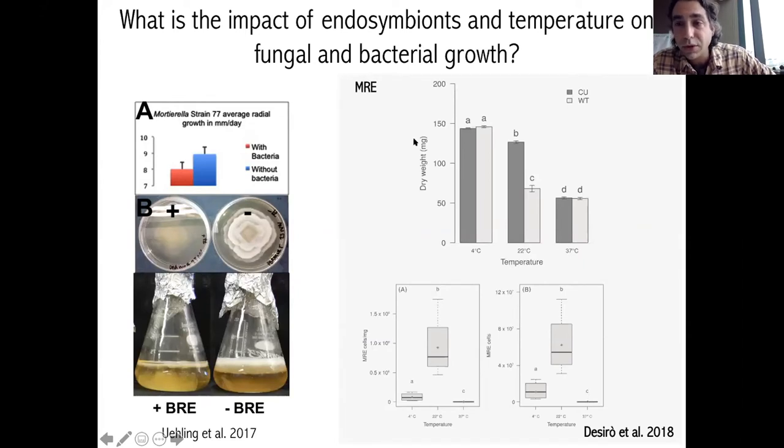we see that Moraceae, this species here, which is Alpina, it actually grows faster, more biomass at 4 degrees than at 22 degrees. And what we see here is it's only at room temperature that there's a statistically significant difference in their growth rate. And we use qPCR to demonstrate that that's because at this room temperature range, the bacterial population is much higher. So at these low temperature, high temperature, the bacteria are not as active within the mycelium.